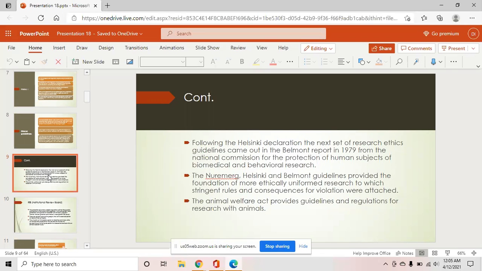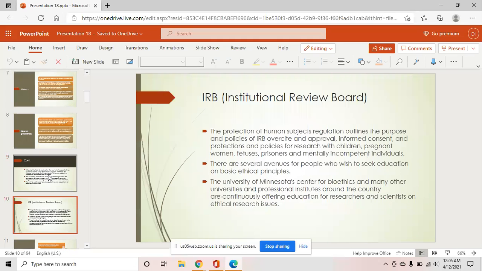The Nuremberg Code, Helsinki, and Belmont guidelines provided the foundation of more ethically informed research to which stringent rules and consequences for violation were attached. The Animal Welfare Act provides guidelines and regulations for research with animals.